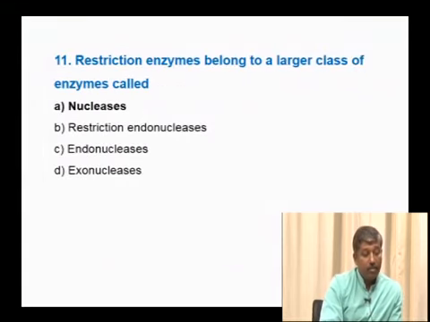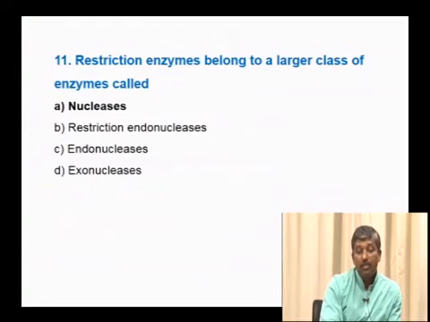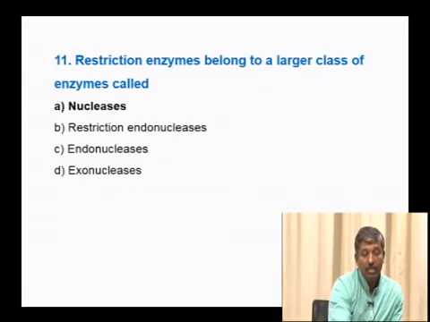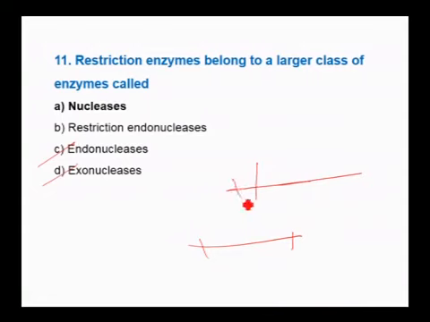Next. Restriction enzymes belong to a larger class of enzymes called nucleases. Nucleases include two groups called exonucleases and endonucleases. Exonucleases cut the DNA at the termini, whereas endonucleases cut the DNA within the recognition sequences.